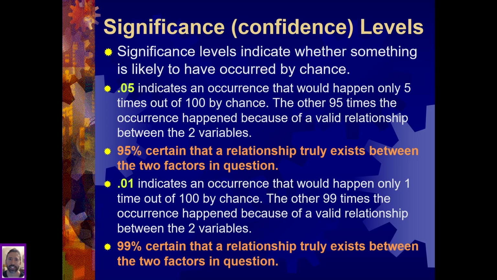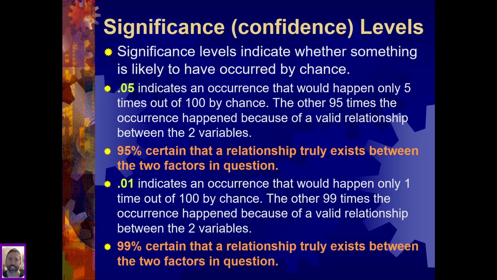Now an alpha level of 0.01 indicates that we are 99% certain that a relationship truly exists between these two factors, rather than occurring merely by chance. So which is better? Which is a stronger level of confidence? The 0.01.